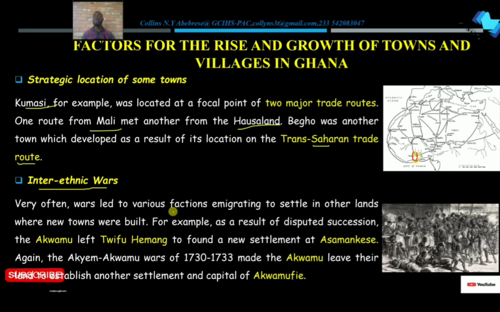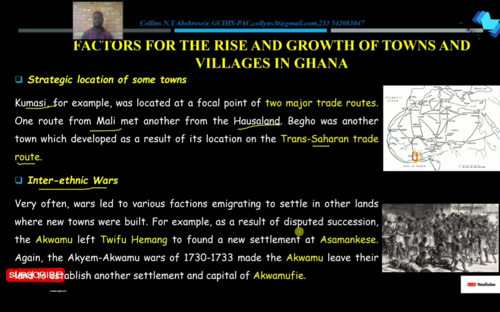When you visit certain towns in Ghana, they are likely to tell you that our forefathers migrated in order to escape a particular war which was fought on this date. You understand? And so that is why we are saying that inter-ethnic wars also contribute to the rise and growth of towns in Ghana. Let's take a look at a very important example here.